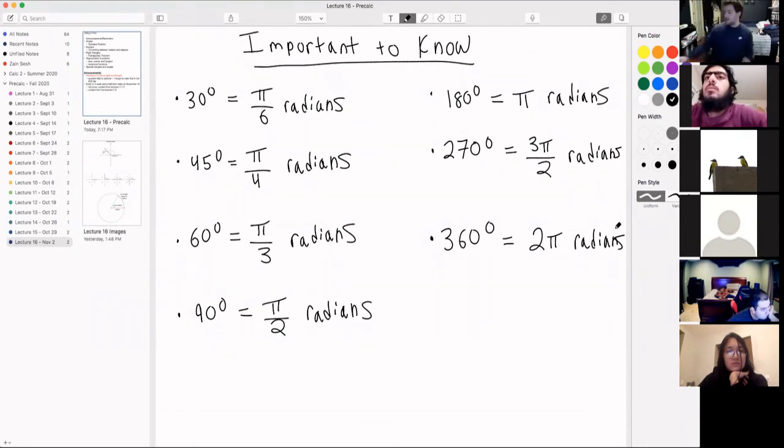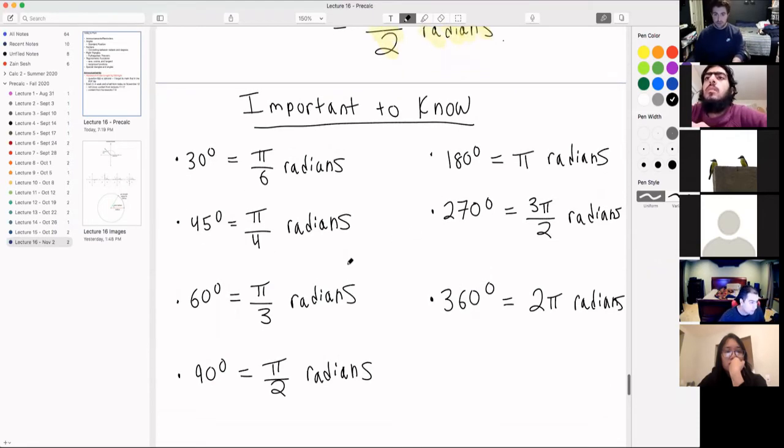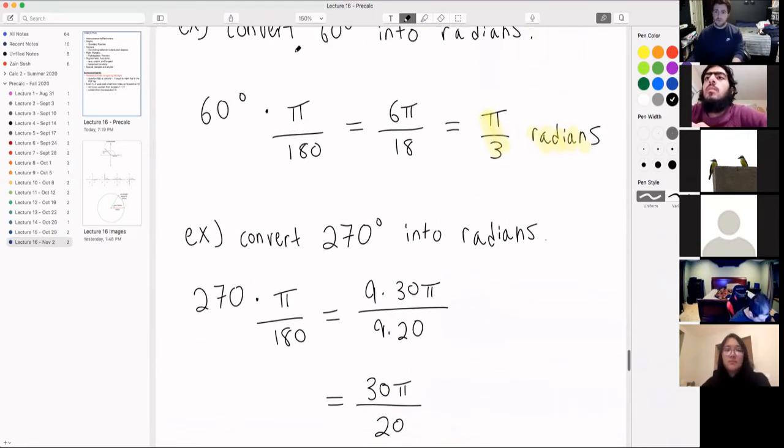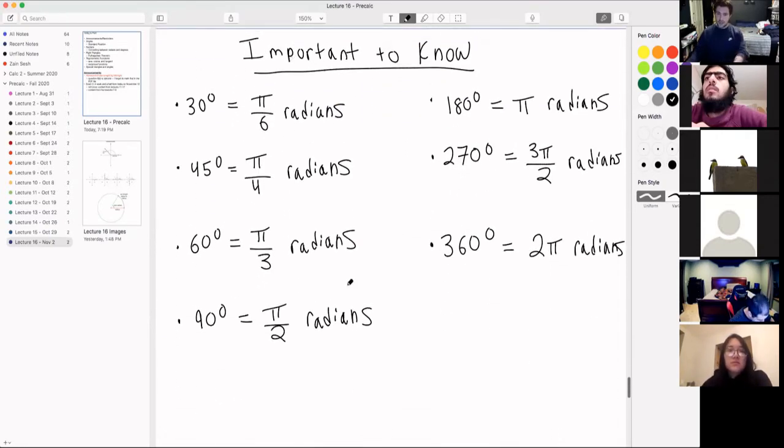As I said, these are very important angles that it will be useful to switch between from degrees to radians in a fast manner. It will be good to have these in the back of your head. And of course, you can prove all of these just by using our conversion formulas above. You can definitely check what I wrote here by doing them yourself using the formulas.